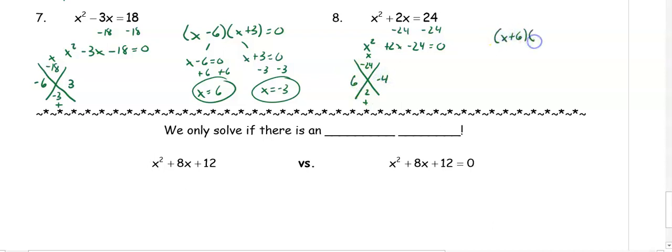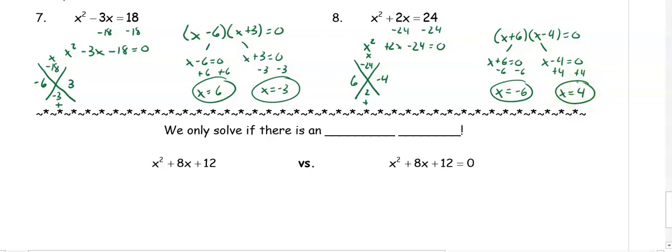So x plus 6 and x minus 4 equals 0. Set each part equal to 0. We get x equals negative 6 when we subtract 6 from both sides. When we add 4 to both sides, x equals positive 4. Remember that we are only going to solve when it's an equal sign. So in the first equation, we would only factor here, but here we would factor and solve.